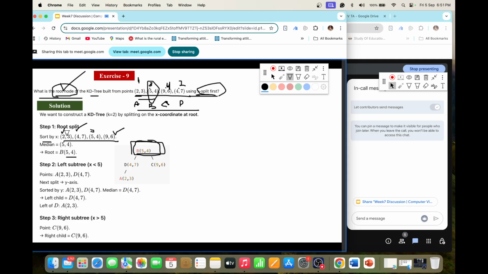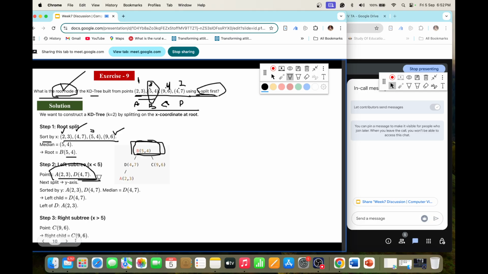Now how will we decide whether (2, 3) or (4, 7) will come? Again, we will arrange them, but now we will do the y split. Y is 3 here and y is 7 here, so the y ordering is already done. Now again we will choose a median. As we have two data points, the first and second both can be the median, but here let's always focus on the second as our median. So here (4, 7) is our median.